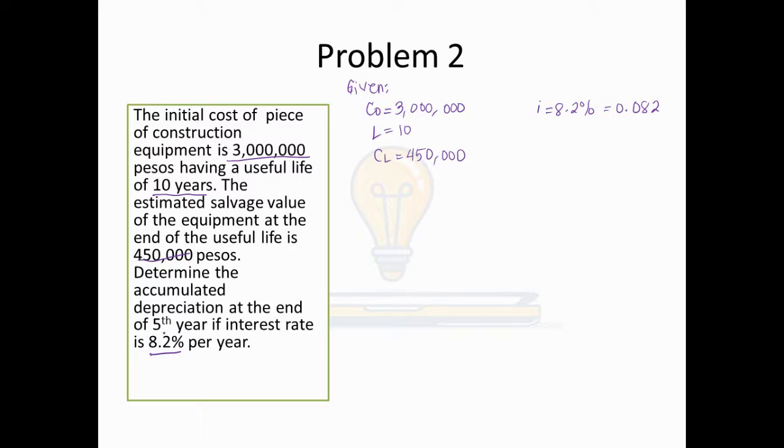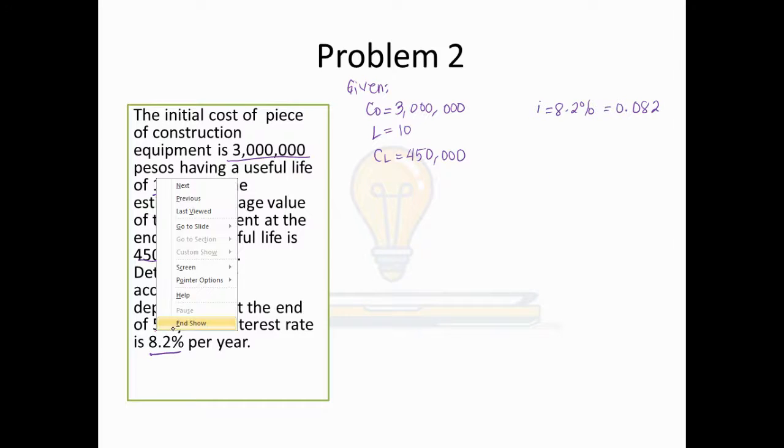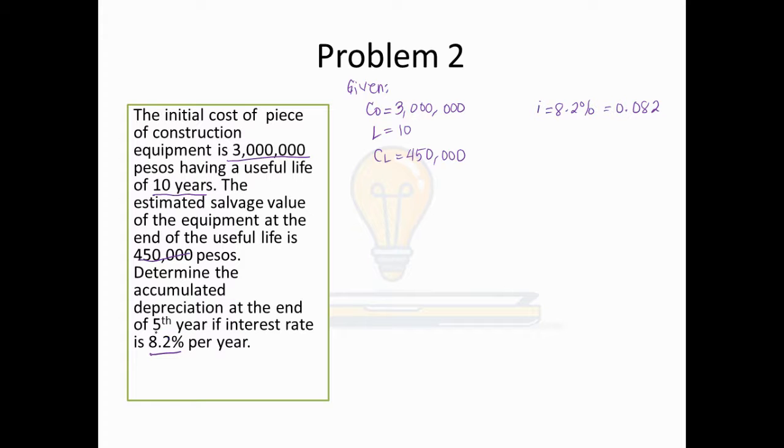So based from the problem, we will be solving the value at the end of 5th year. So our N will be equal to 5. To determine the accumulated depreciation, just like problem number 1, we are still asked to find the total depreciation or capital letter D at the end of year 5. So our unknown will be D sub 5.